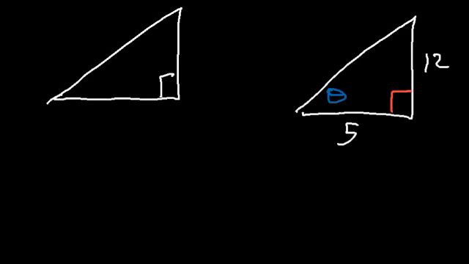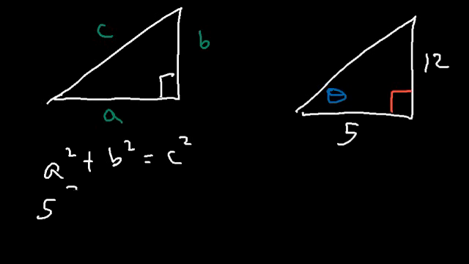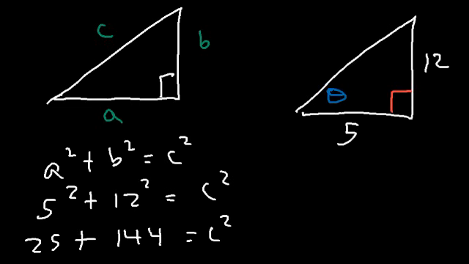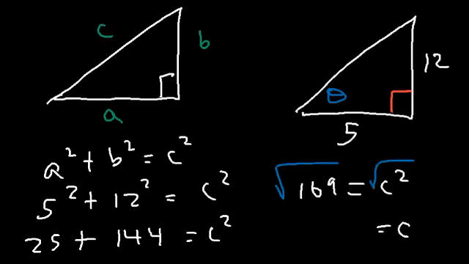When you have a right triangle, you can call this side A and this side B, and the hypotenuse, the longest side, is C. According to the Pythagorean theorem, A squared plus B squared is equal to C squared. So we could say that A is 5 and B is 12. Let's solve for C. 5 squared, 5 times 5, is 25. 12 times 12 is 144. If we add 25 and 144, that's 169. To solve for C, we need to take the square root of both sides, and the square root of 169 is 13. So this is a special triangle. It's the 5, 12, 13 triangle.